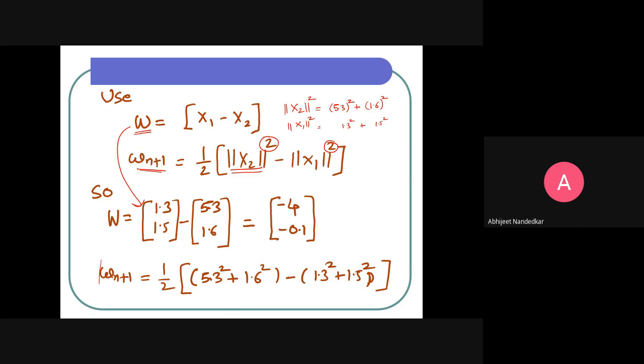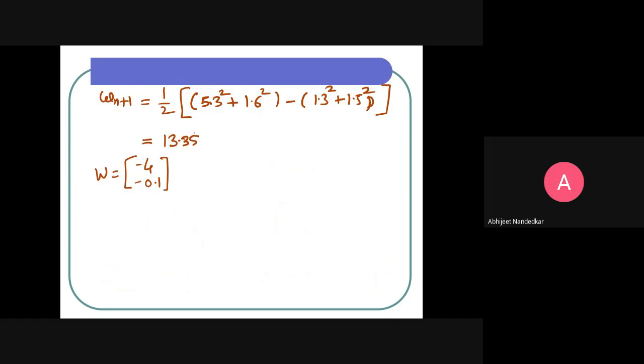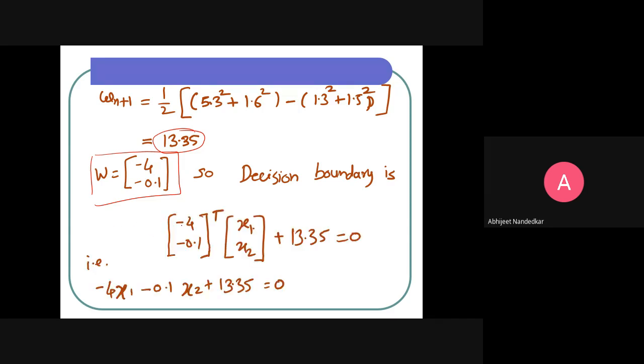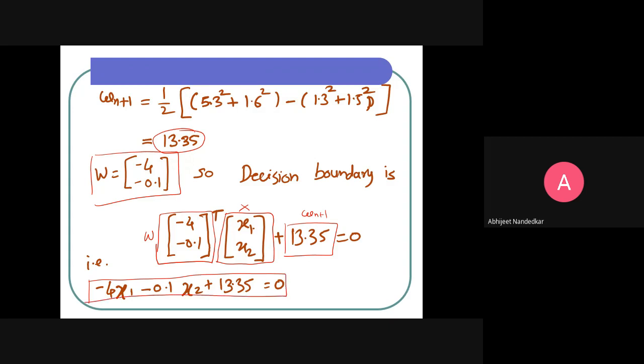If you do that, you will get Wn plus 1. So Wn plus 1 in our case is 13.35, and W was calculated as minus 4 and minus 0.1. So our design is now ready. The dichotomizer is now ready, and the decision boundary is given by this W vector multiplied by the space variables, so I will call it X, plus this constant Wn plus 1. If you multiply this, or write it in the form of an equation, this is our decision boundary.